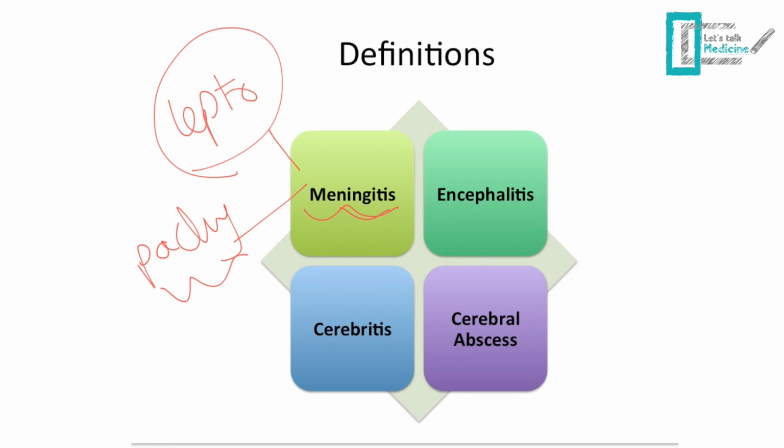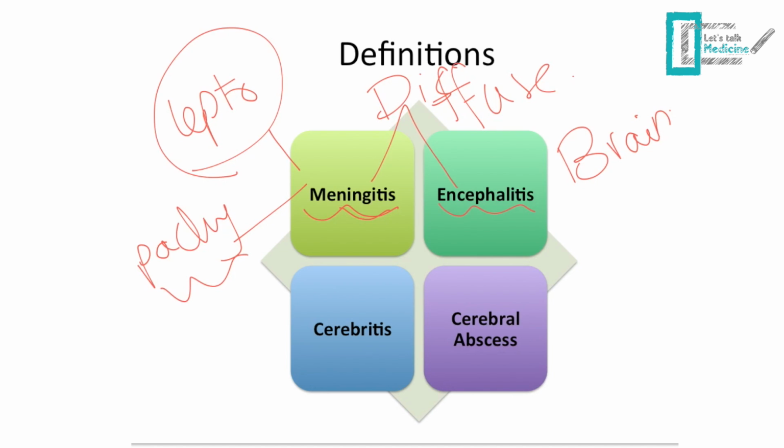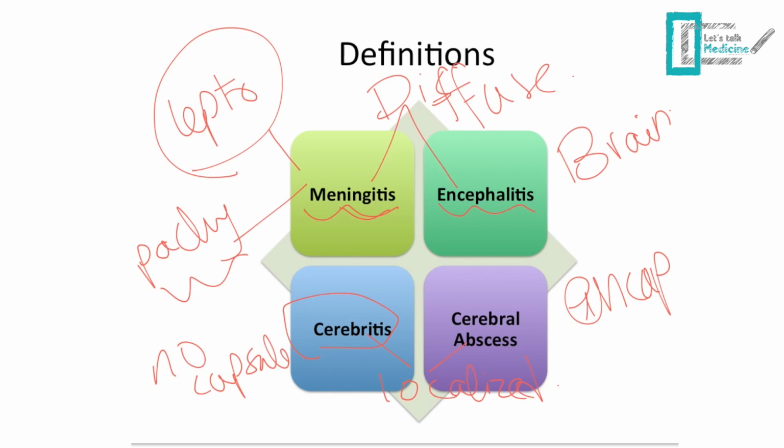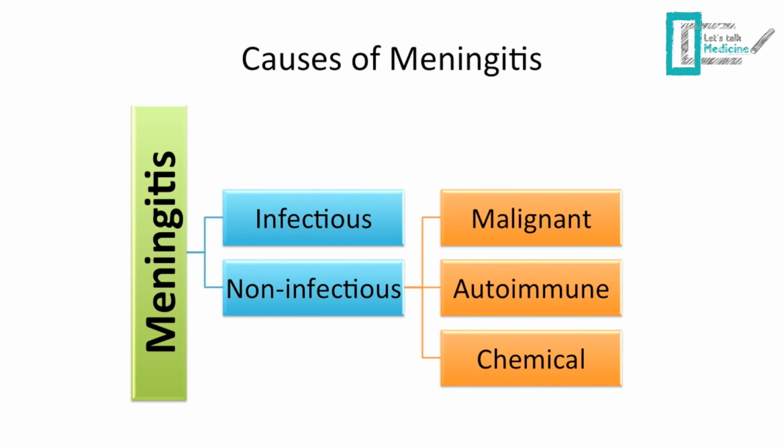Another term we have in here is encephalitis. What's common between meningitis and encephalitis? Both of them are diffuse inflammation. However, encephalitis is inflammation of the brain parenchyma itself, which is the brain tissue. Now, cerebral abscess and cerebritis, both of them are localized inflammations. However, in cerebritis there is no capsule, and for the cerebral abscess, we have an encapsulated inflammation.